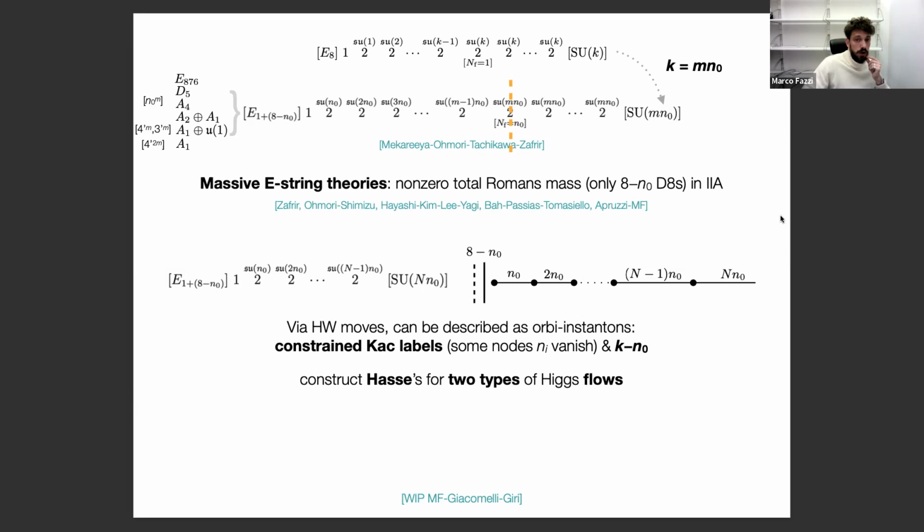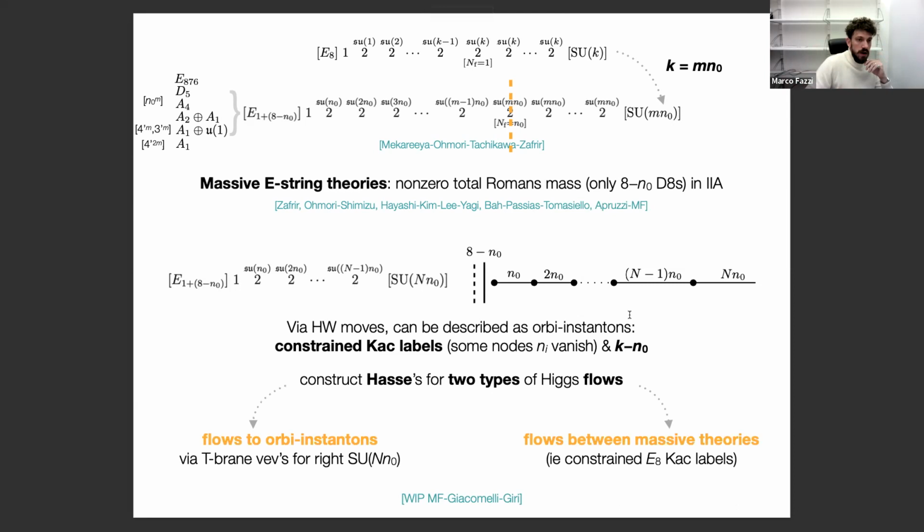And again, you can play the same game. And what we're finding here is that we can construct two different kinds of flows. One which is very similar to the one that I just described for orbi-instantons, and then another flow which is slightly different. That is, looks more similar to a T-brane VEV, but now for the right factor. But due to lack of time, let me skip that.